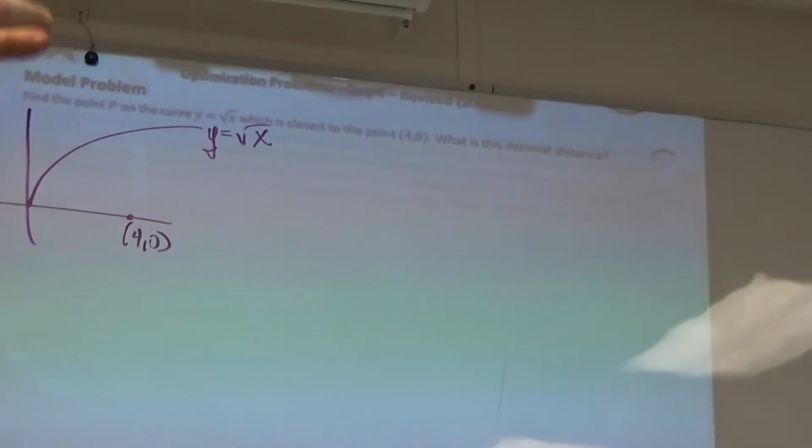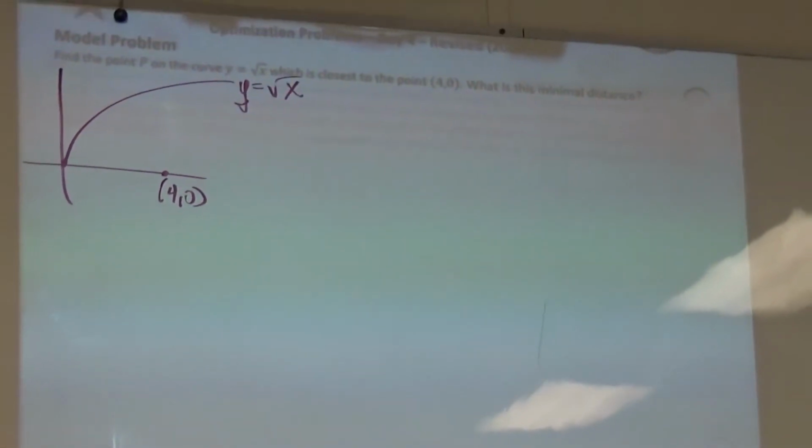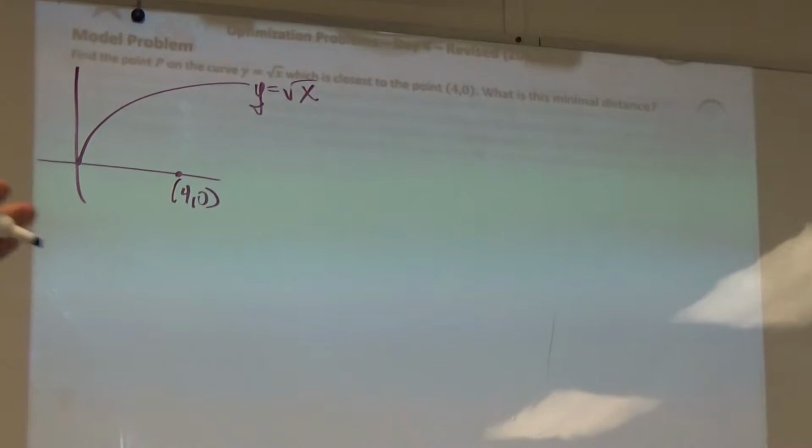All right, I want to pull everybody together because I've seen we've all made it to the same point and kind of stopped. Everybody has some version of this graph. You've got the square root of x. You've got the point 4, 0. This is our last optimization problem. I picked it for a reason. What's the objective here? Smallest distance. Smallest distance between point P and this point 4, 0. Where's point P?